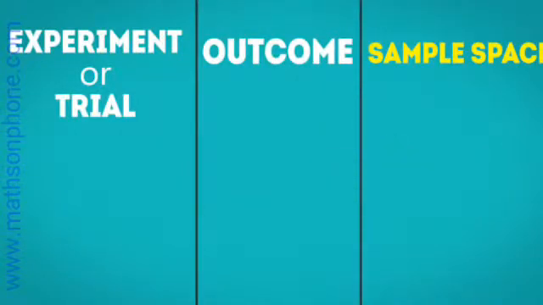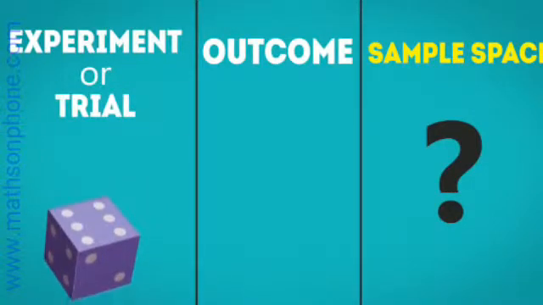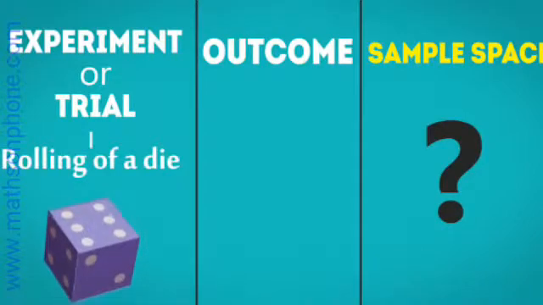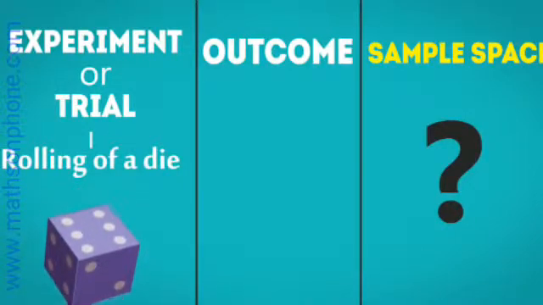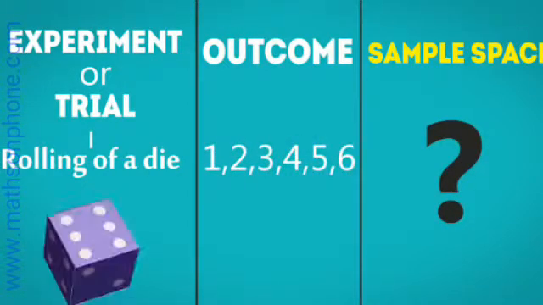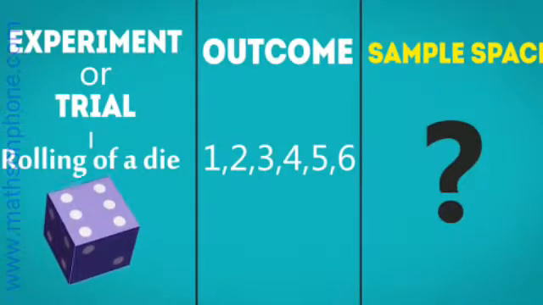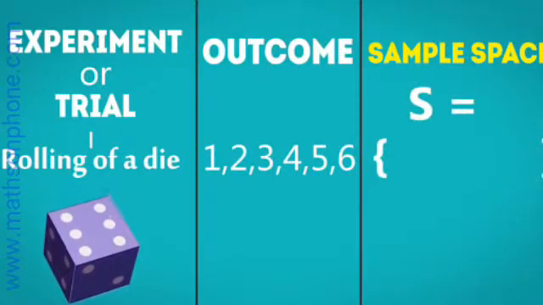So, can you tell me what would be the sample space when a dice is rolled? The action here is rolling of a dice. So, it is called a trial. When the dice is rolled, we could get 1, 2, 3 and so on till 6. These are the possible results or the outcomes. So the sample space here would be the set S.